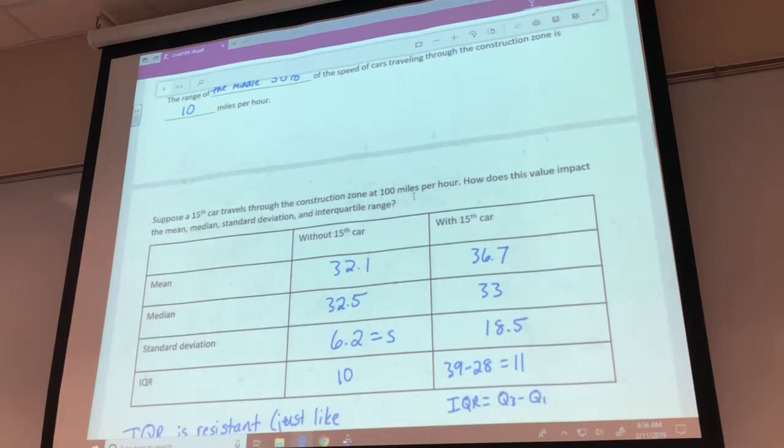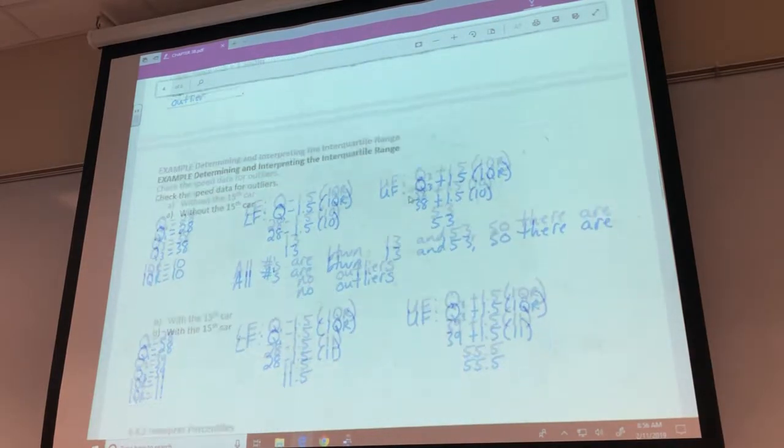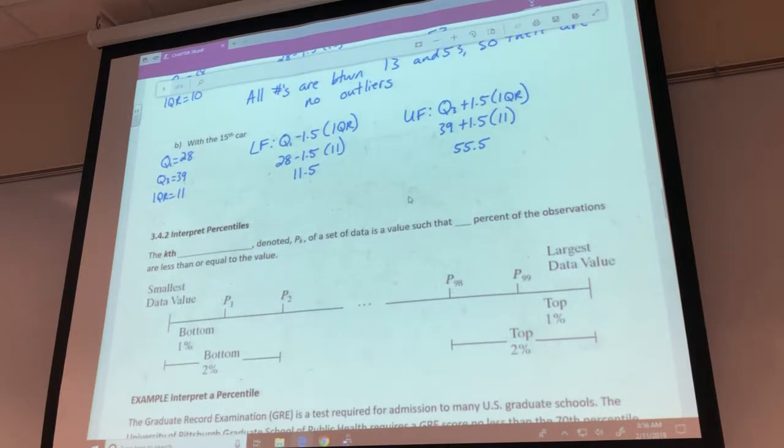100 miles per hour car that's included. So for this one, we'll say the speed of 100 is larger than 55.5. So 100 is an outlier.